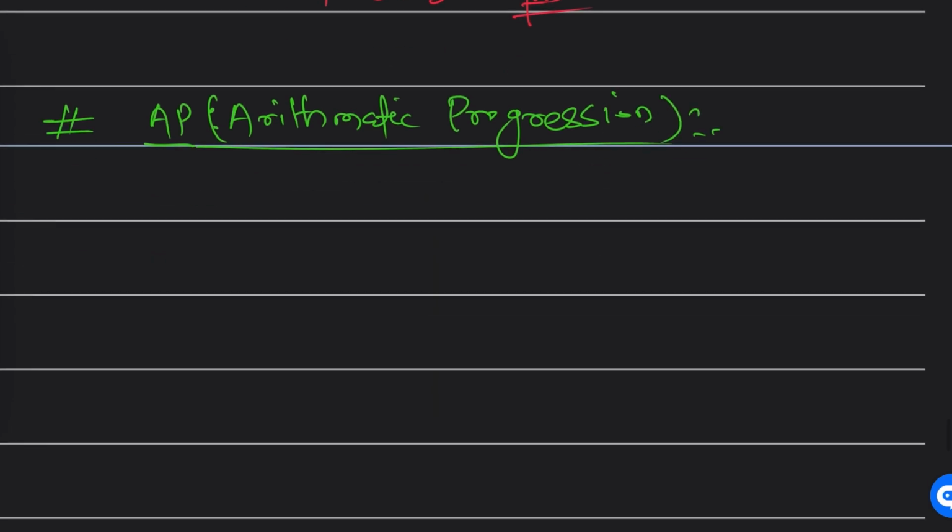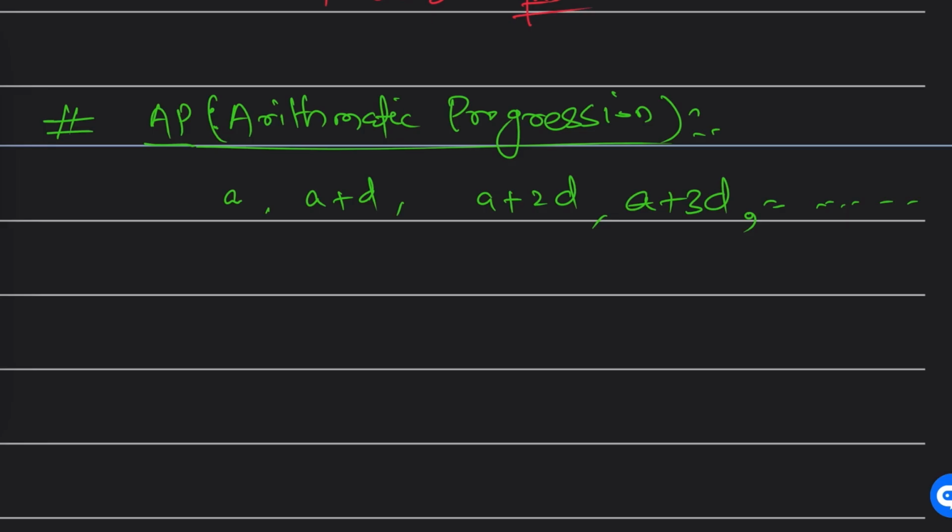See, what is arithmetic progression, sir? AP. See, if you observe like this, I am writing a, a plus d, a plus 2d, a plus 3d, numbers like this. Why did I write like this? Because, see, here there is a common difference. Between a plus d and a plus 2d, what is the difference? d. So the common difference is d.